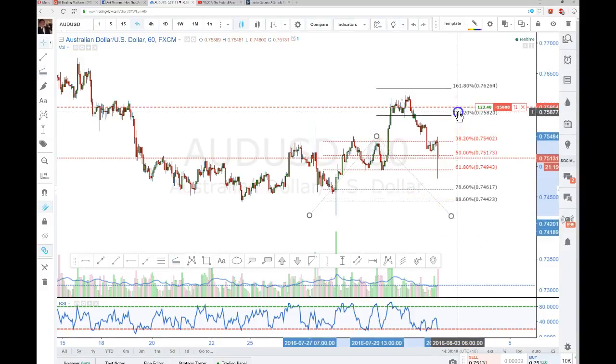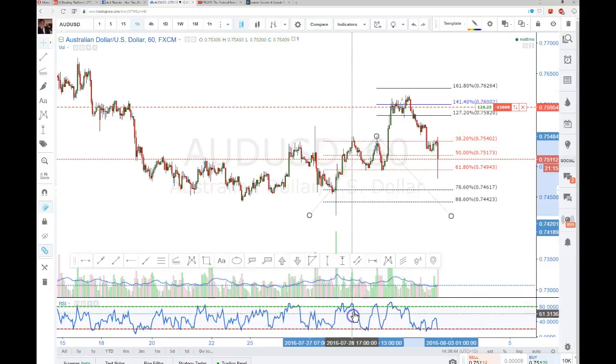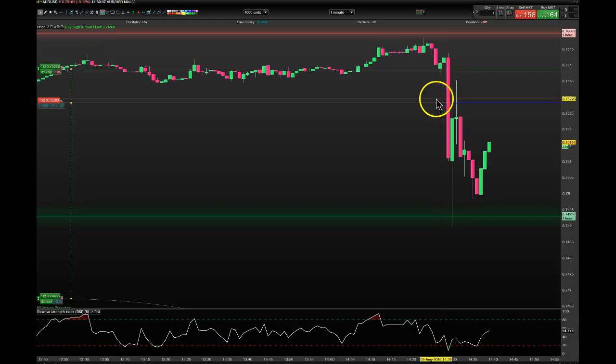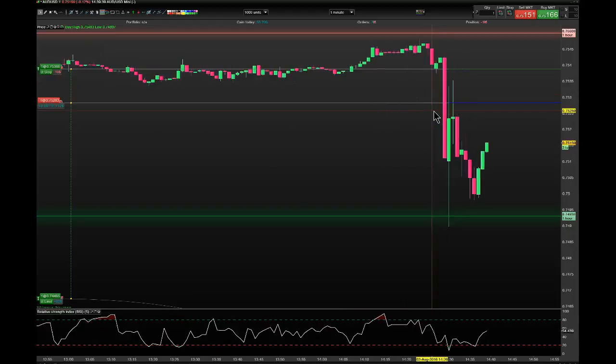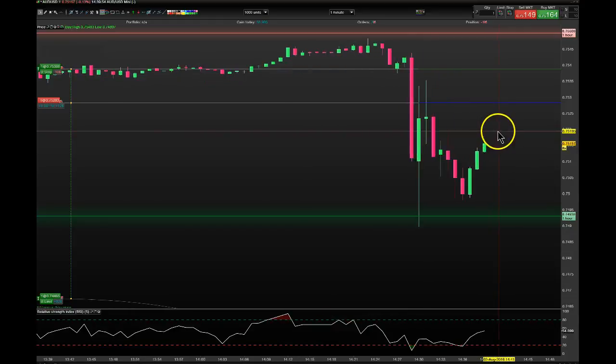Actually, this might not. Let's see if it just makes it. No, we don't have a cipher. No, the rules don't match. So we broke down here. Came back up. Came back down, retested. So we should get a down move from here. We should, I don't know.